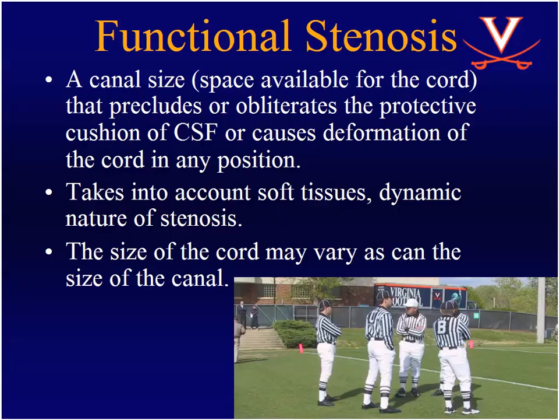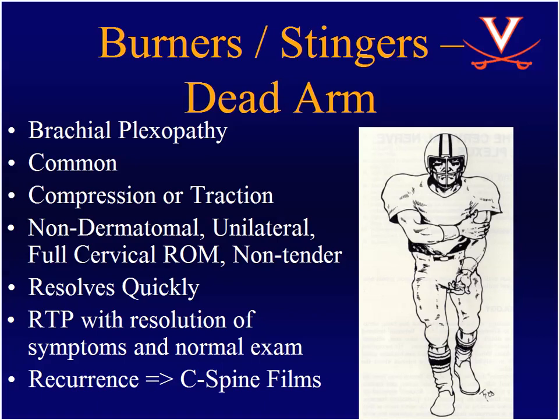Functional stenosis really is the new concept we're looking at, as a space available for the cord. And you take into account all these factors and consider with your neurosurgeon what to do about each individual player. Again, burners and stingers are a self-limited brachial plexopathy. It resolves quickly. If the patient has recurrent burners, then you need to look into this, get lateral C-spine radiographs, consider different collars, and see if you can figure out a way to keep that from happening. Some guys get burners, and you can't figure out what to do with them ever, and it's a dilemma. But at that point, you need to get your neurosurgery colleagues involved.